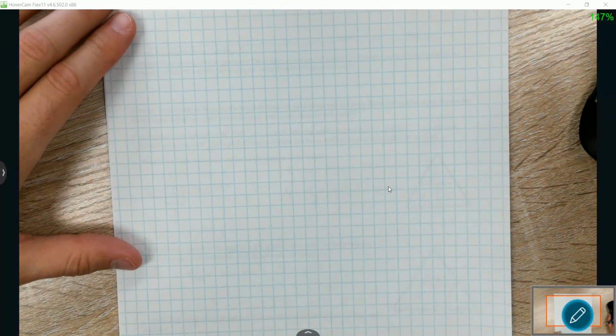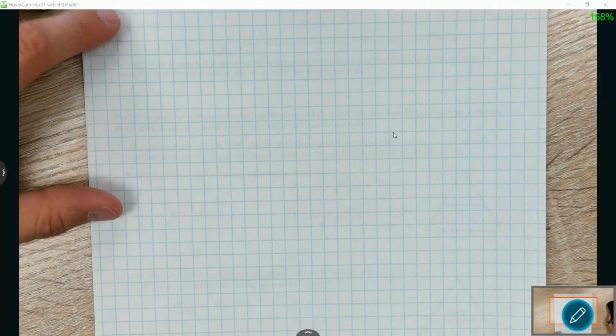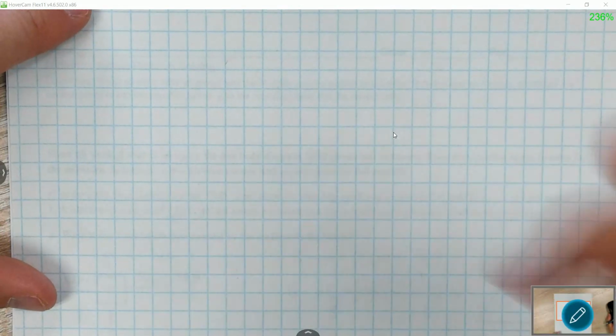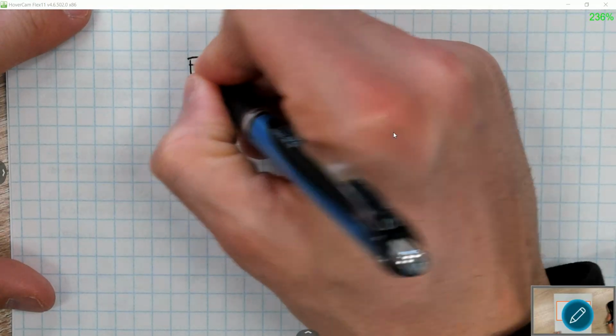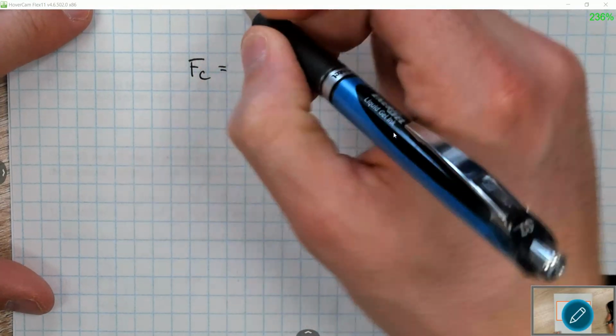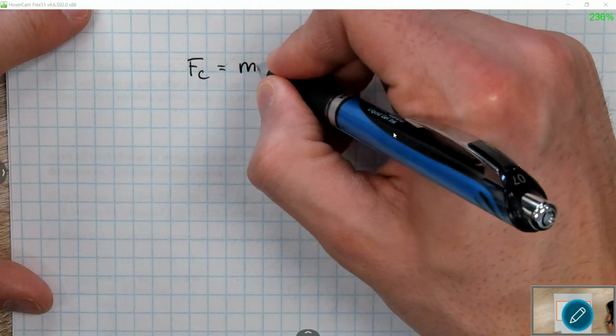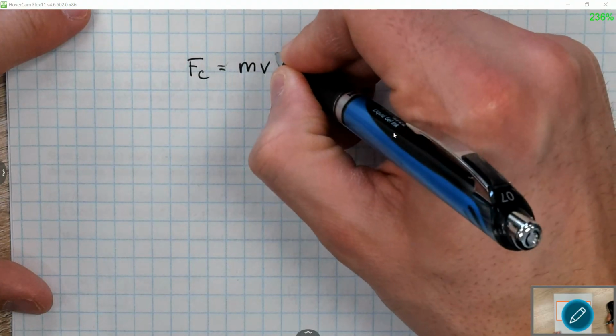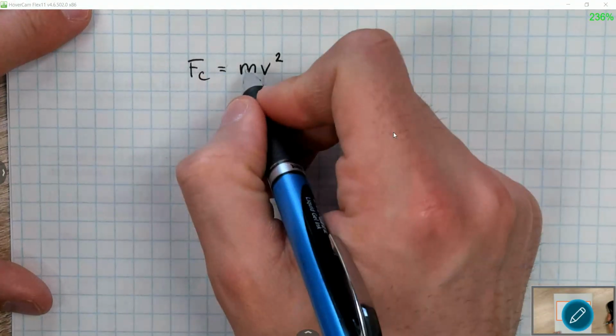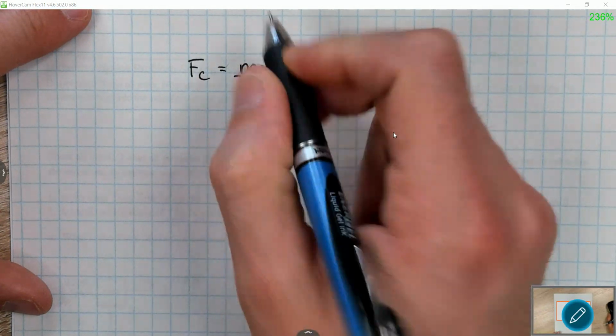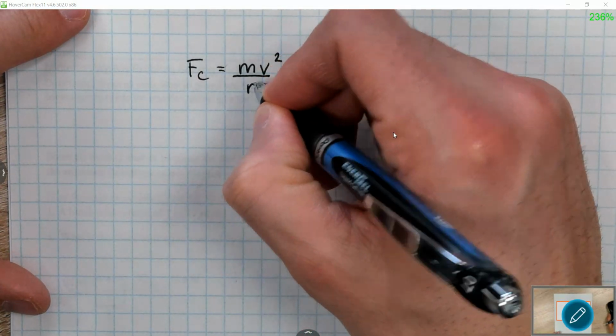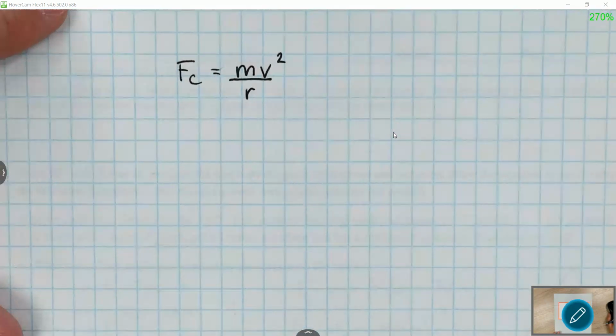All right. So what we're doing is we're looking at the proportionality on how the centripetal force for an object moving in a circular path changes. So you have your equation: centripetal force is equal to the mass times your tangential velocity, linear speed, they all mean the same thing, divided by the radius.